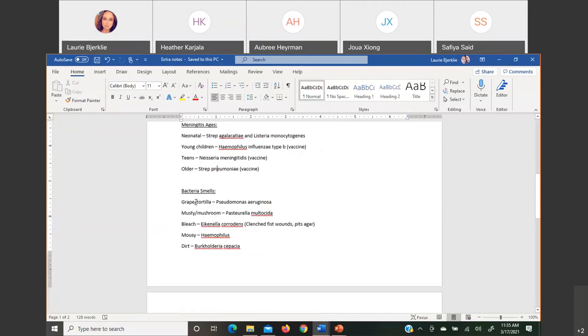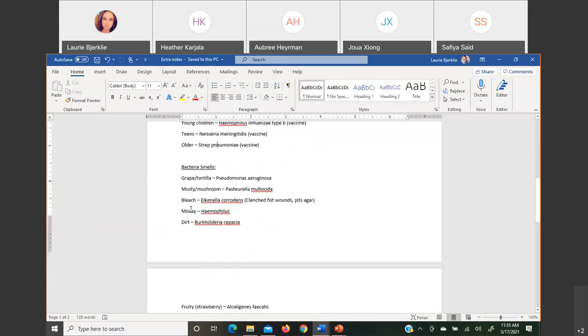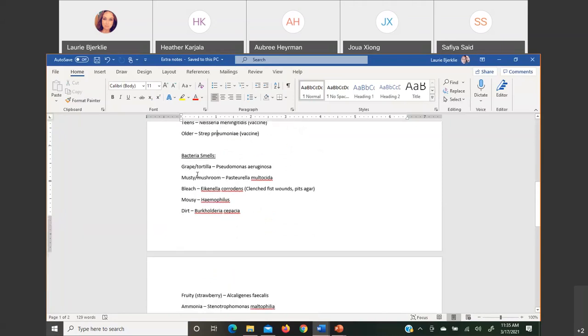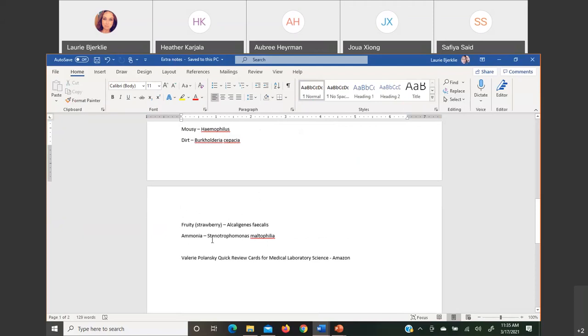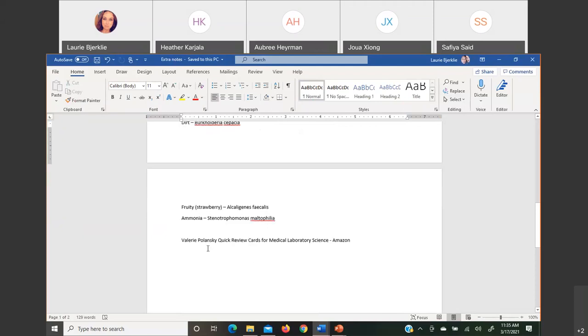And then smells, again, we don't smell plates, but if you get a description of a smell, I don't remember what Citrobacter smells like. I haven't seen a Citrobacter in years myself. Grape tortilla tends to be Pseudomonas, musty or mushroom smelling is Pasteurella, bleach is Eikenella corrodens, mousy is Haemophilus, dirt-like smells are Burkholderia cepacia, a fruity strawberry smell is Alcaligenes, and ammonia smell is Stenotrophomonas maltophilia. And then apparently Citrobacter will just say yucky. And Proteus, yucky, all of them.